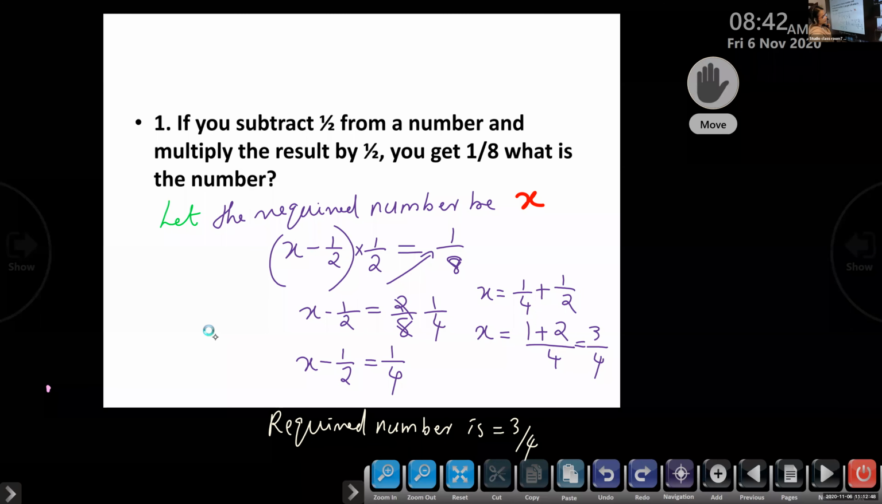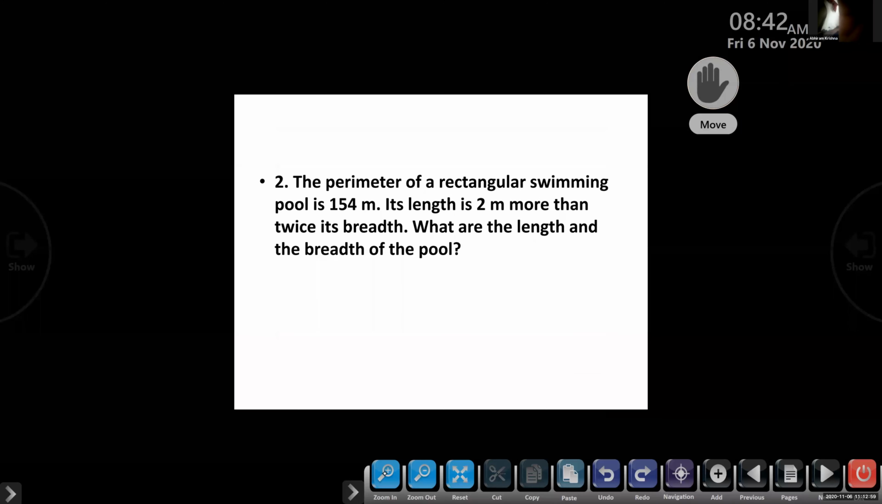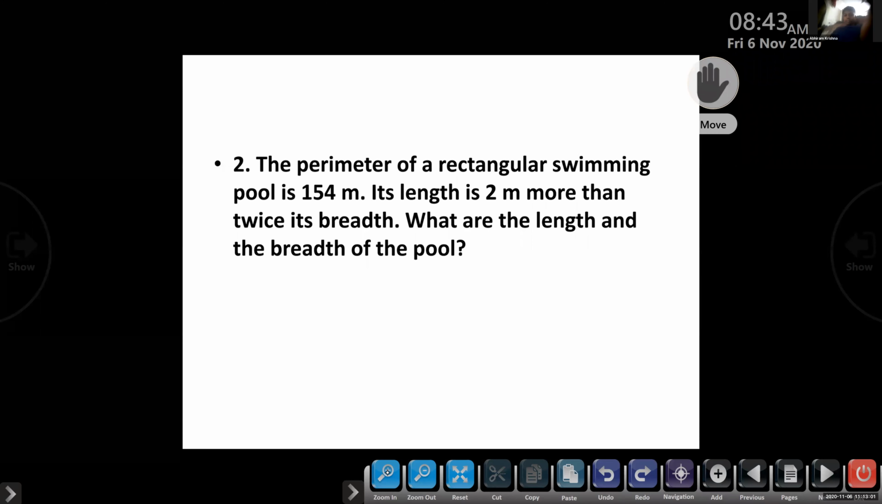Shall I give the next one? Yes, ma'am. Second question. Write the question. The perimeter of a rectangular swimming pool is 154.